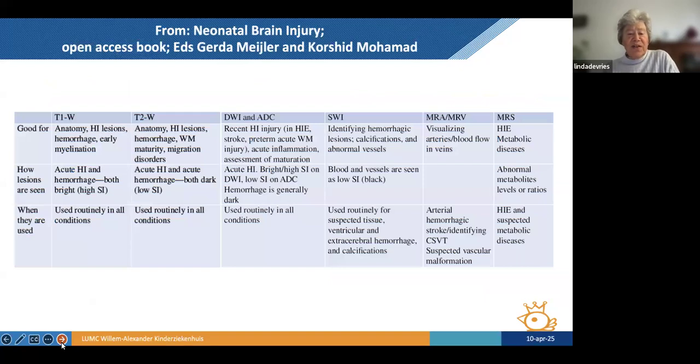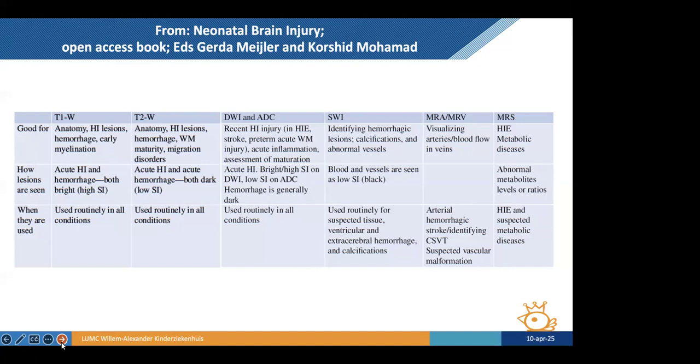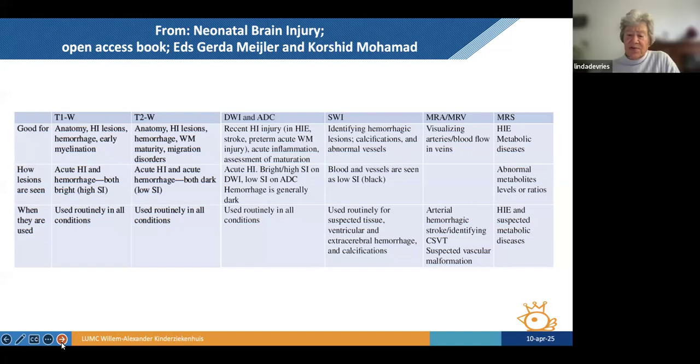So besides the T1 and the T2 sequence, we are also using the diffusion-weighted imaging, especially for babies with acute injury. Then you will see as bright the areas of acute ischemic injury. And the SWI stands for susceptibility weighted imaging. And this is a very helpful technique if you want to identify hemorrhagic lesions or calcifications or abnormal vessels. So for the vessels, we are using the MRA, the MR angiography, or the MRV, the MR venography, when you think about the sign of venous thrombosis.